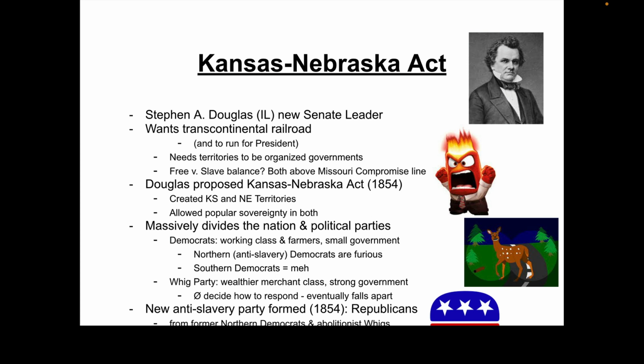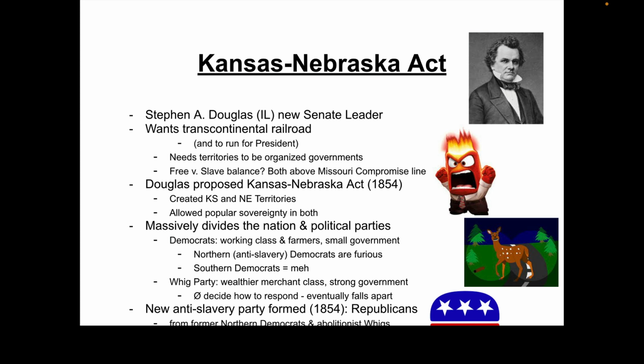Thing two, however, is that in order to not upset the South, in addition to creating these territories, he tacks on the idea that we should allow popular sovereignty in both of those territories. Remember, popular sovereignty is that idea that a state or a territory should be allowed to vote for itself whether or not it wants to permit the practice of slavery, and not to have that dictated by Washington, D.C.